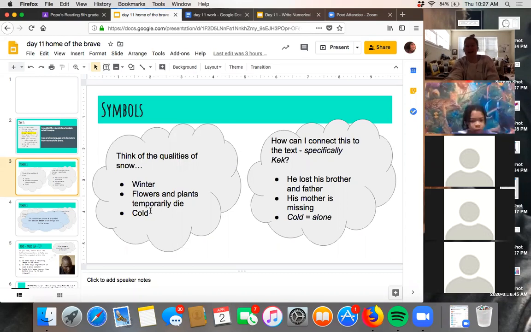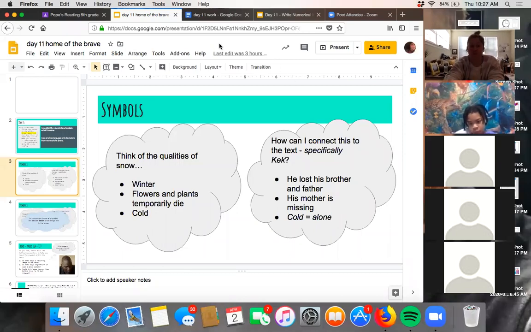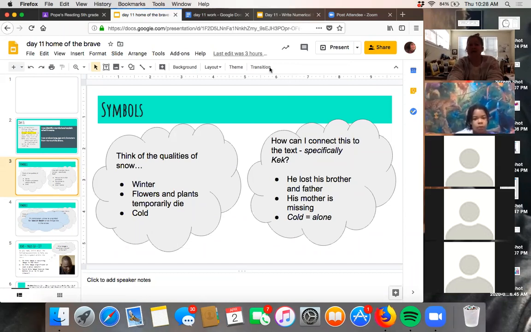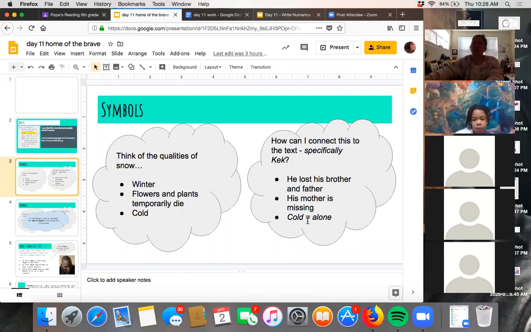So how can I connect that to Home of the Brave and what's happening with Keck? Okay, he's lost his brother and his father, which can be kind of cold and makes you feel alone if you're mourning your family. Then I know his mother is missing, which is traumatic and terrible. So when he's cold, we're thinking of cold as he feels alone. Okay? Cold equals alone, and we see that a lot through the symbol of snow within these chapters. So that's kind of an example of one symbol we've seen today.